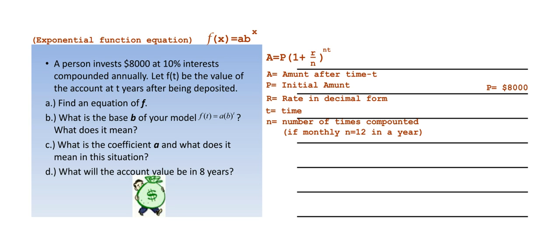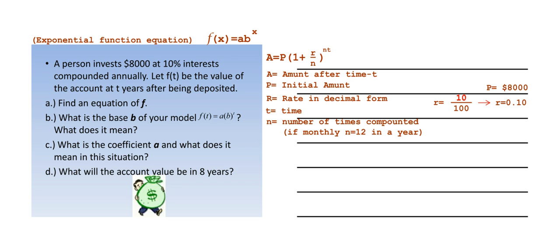So P is the initial amount. In this case, we're investing $8,000. So if you have $8,000 to spare and you want to invest it at 10% interest, your initial amount, P, is 8,000. R is the rate, but keep in mind it's in decimal form. So that means we're going to divide it by 100. So in this case, we have 10%, and we're dividing it by 100. So 10 divided by 100 gives us 0.10, or just 0.1, depending on how you prefer to write it. I write it as 0.10. That way we can see the decimal place location.